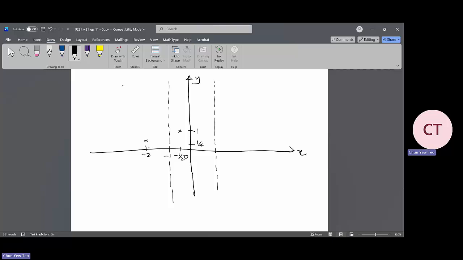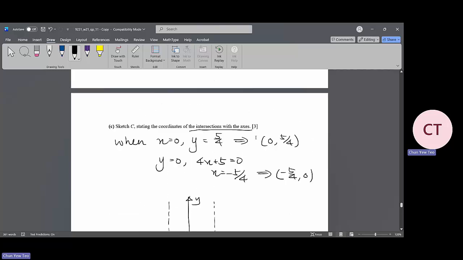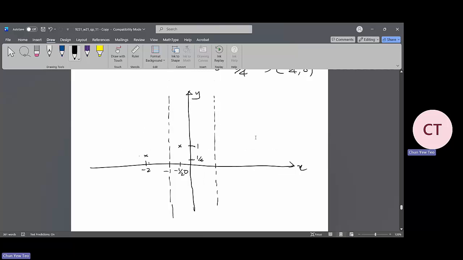Okay, so we know that one of them must be maximum, one of them must be minimum. Then intercept 0, 5 over 4. 0, 5 over 4 is somewhere here. Then negative 5 over 4 is somewhere here. So you can see that your graph will pass through this point.